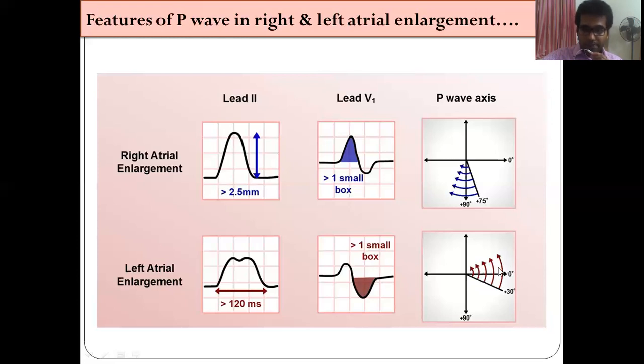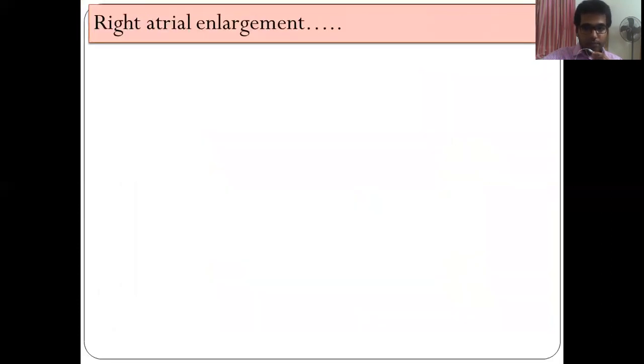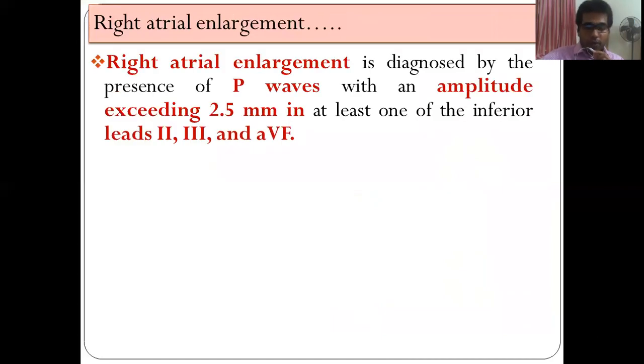Is it clear? But the more prominent feature in case of left atrial enlargement is that the duration of the P wave will be increased, and this bifid or M pattern P wave you will find in lead 1, aVL, and lead 2. Is it clear? Now, I have already explained.